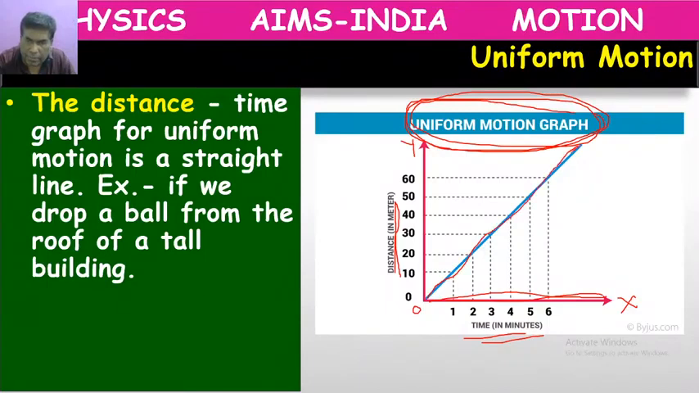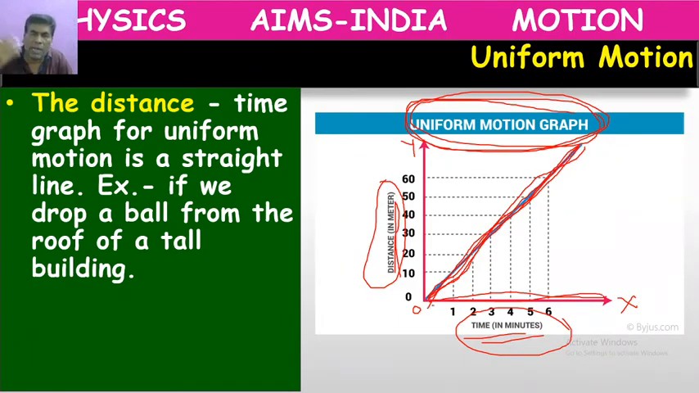Here you can observe this is a straight line. This straight line is representing one kind of motion. By this straight line, we can tell this graph is showing uniform motion. On the graph, we have the x-axis, the y-axis, the origin, time on the x-axis and distance on the y-axis. I am telling that this line will tell us about uniform motion. How does the line represent uniform motion?